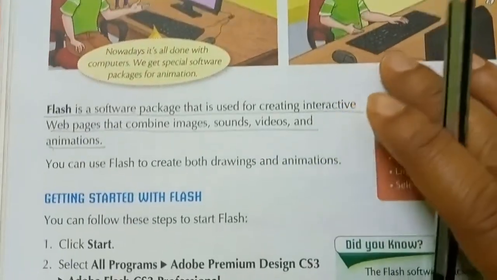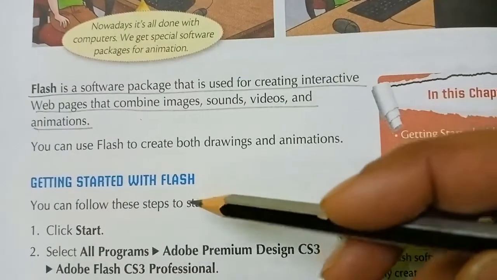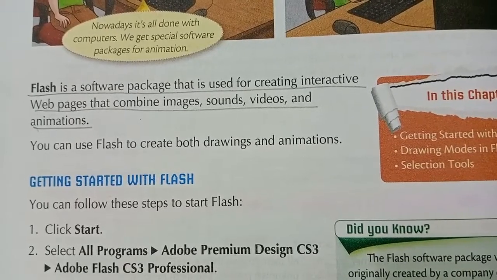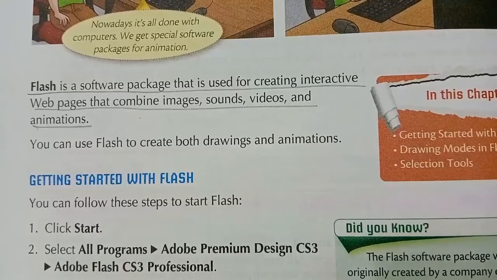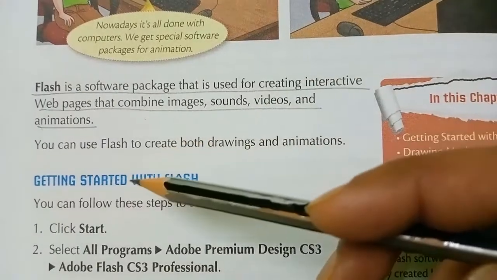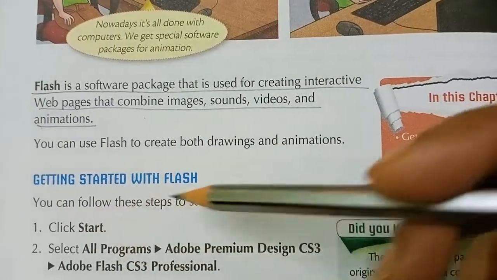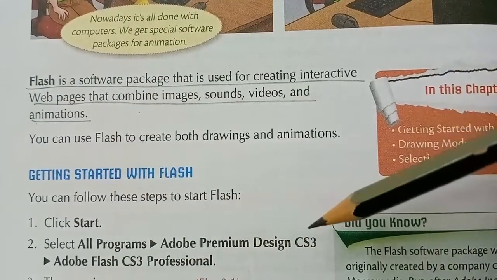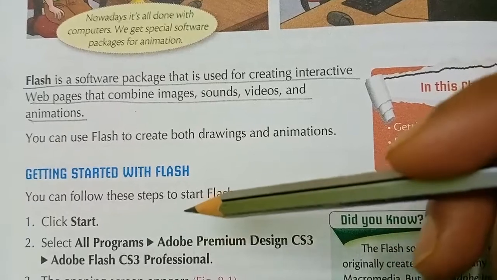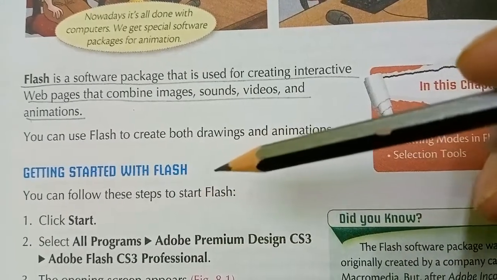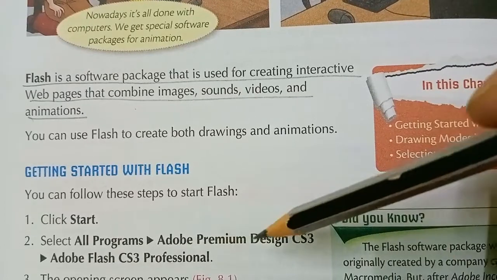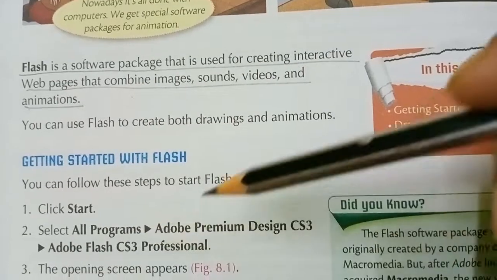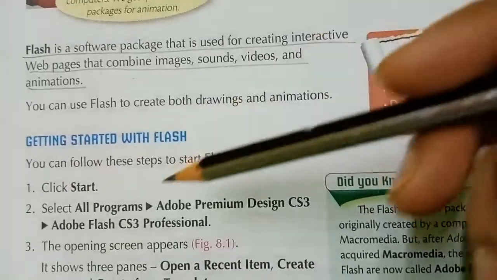Now let's see, getting started with Flash. You can follow these steps to start Flash. First of all, you have to download Flash from the internet, then install it on your computer, then you can start Flash. To start, click Start, then select All Programs, Adobe Premium Design CS3. The Adobe company develops Flash CS3, so that's why the name is given Adobe Premium Design CS3. Then click Adobe Flash CS3 Professional. Okay, this is the name.